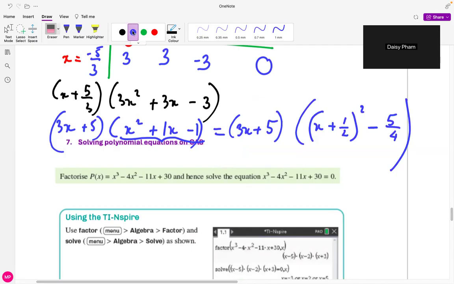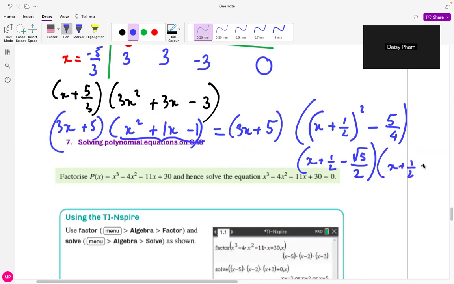Then you would drop to the difference of perfect squares. So x plus 1/2 all squared minus b squared is a minus b, and b is the square root of that. So root 5 over square root 4, which equals 2, like that. And then x plus 1/2 plus root 5/2. Okay, and then 3x plus 5, you bring it down.